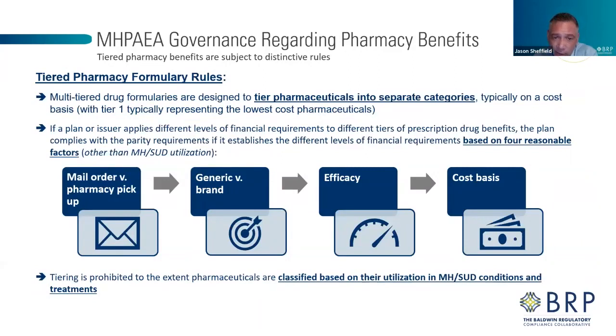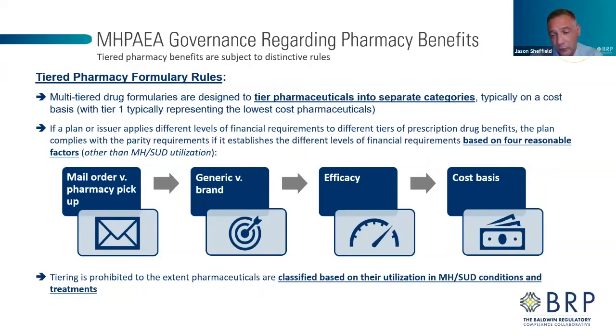So if you're going to have tiers in your pharmaceuticals, there are only 4 different factors that you can use to differentiate your tiers. The first one is mail order versus pharmacy pickup. The second is generic versus brand. The third is efficacy of the underlying medication or pharmaceutical, and then the cost basis analysis that the employer conducts. Tiering is prohibited to the extent pharmaceuticals are classified based on their utilization in mental health and substance use disorder conditions. Be very careful. A lot of employers get tripped up on that final bullet point.